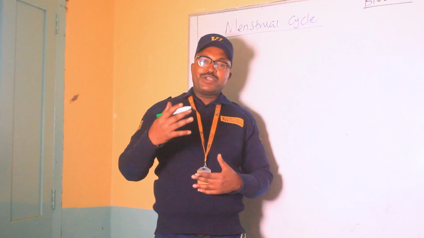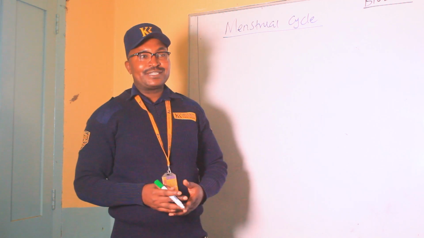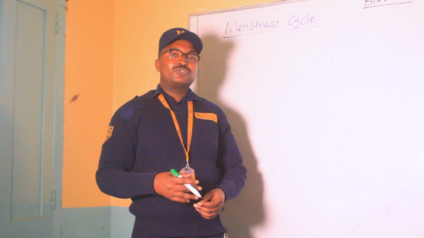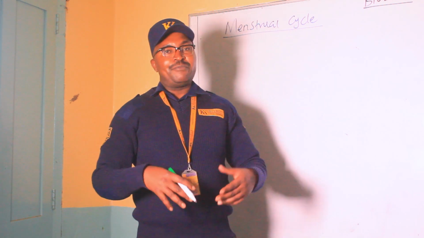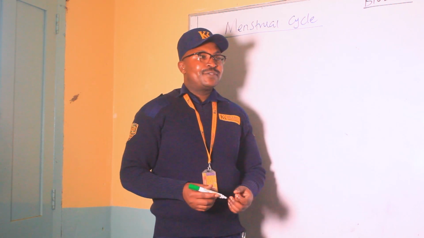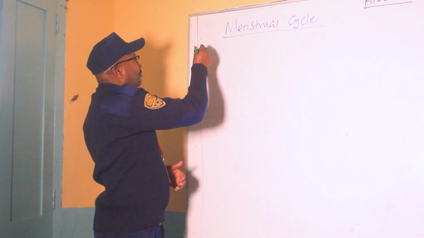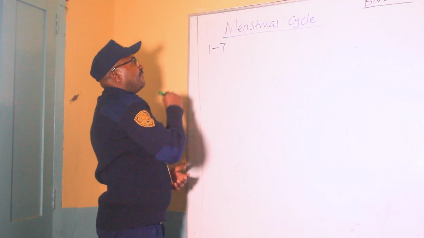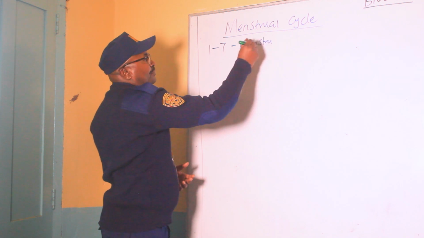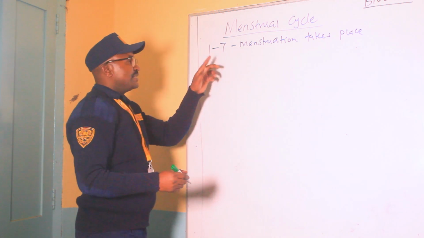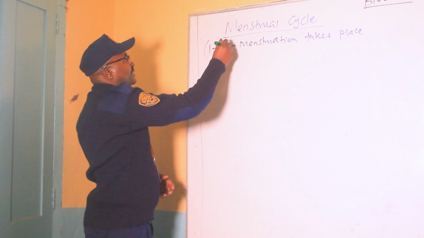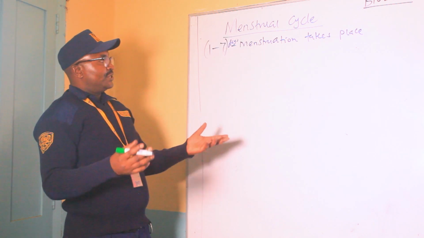The cycle begins with discharge of blood and tissue debris from the uterus, and this is what is referred to as menses. So you hear them saying that they have menses. Prior to menses, there are signs which ladies experience, for example nausea, abdominal pains and back pains. Menstruation takes around 5 to 7 days, so we can say from day 1 to day 7 is when menstruation takes place.